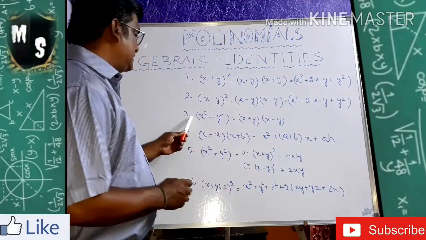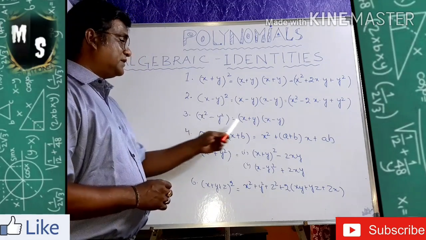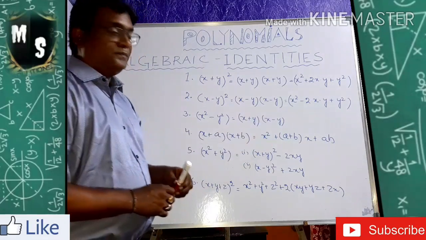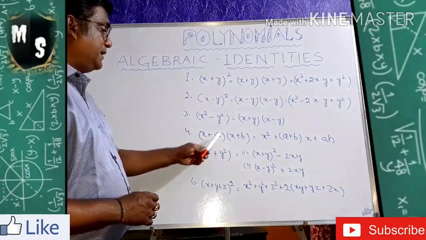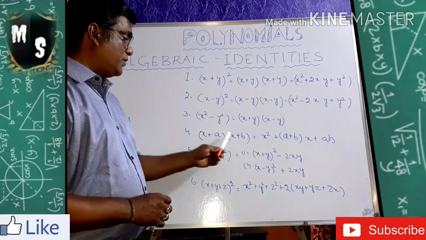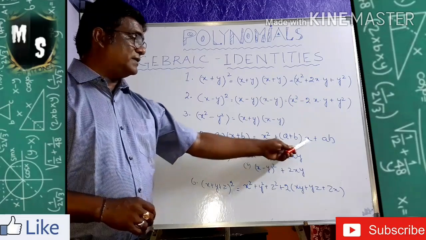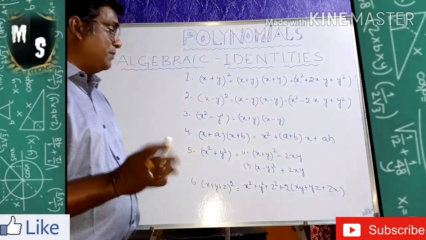Next formula is x square minus y square, that means a square minus b square, which is a plus b into a minus b, or x plus y into x minus y. Clear? Now another important formula, x plus a into x plus b, that is x square plus a plus b into x plus a into b. This formula you have to remember.